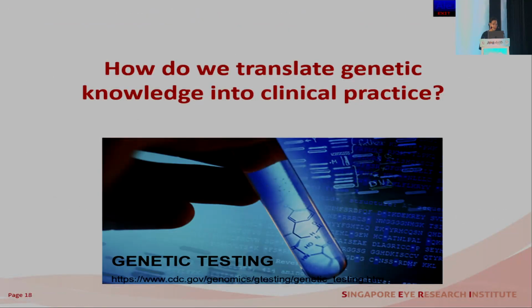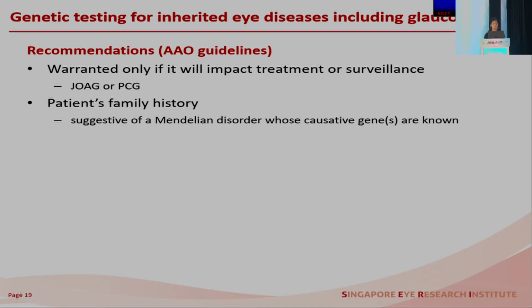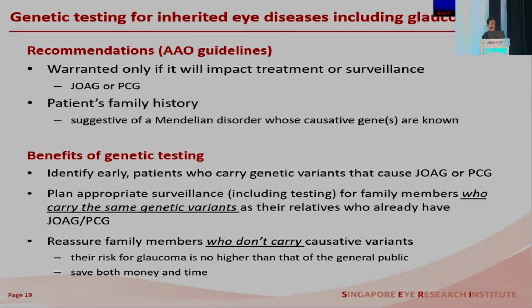So how do we translate what we know of these different scores or these genes, monogenic diseases, into clinical practice? Again, this is different for early onset glaucoma and for adult onset glaucoma. What the AAO recommends for inherited eye diseases, which includes early onset glaucoma, is that testing is only warranted if it will impact treatment or surveillance. For example, the benefits of genetic testing are for family members, so you can plan appropriate surveillance for those who carry the same genetic variants. But for those who do not carry them, you can assure those family members that their risk for glaucoma is similar to that of the general population.